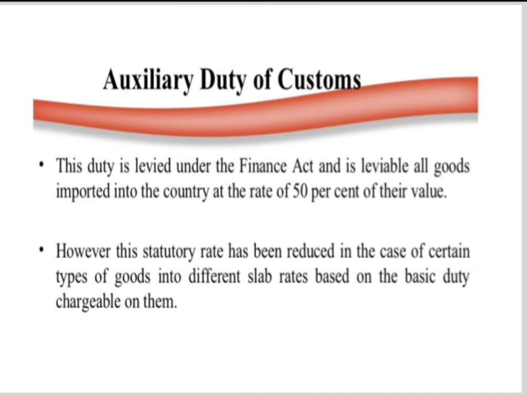And regarding the auxiliary duty, that is the additional duty, this duty is levied under the Finance Act and is leviable on all goods imported into the country at the rate of 50% on their value. If it is worth 1,000 rupees, 50% of that can be charged as the auxiliary duty. However, this statutory rate has been reduced for certain types of goods into different slab rates based on the basic duty chargeable on them. So this auxiliary or additional charge is also reduced based upon the basic duty which has to be paid.